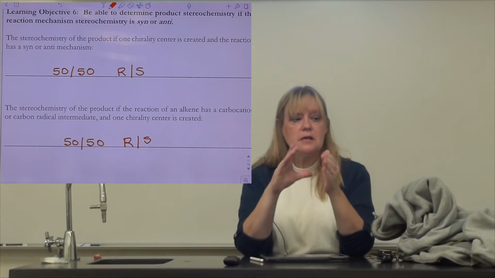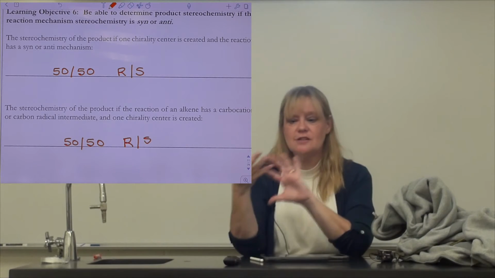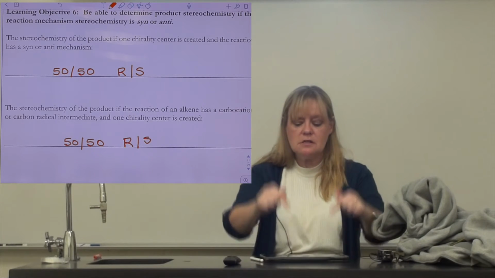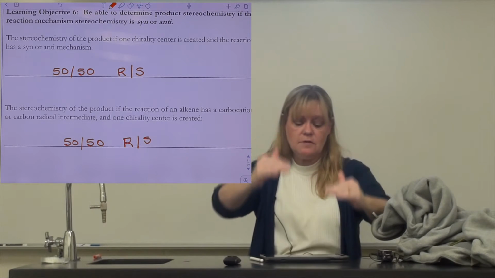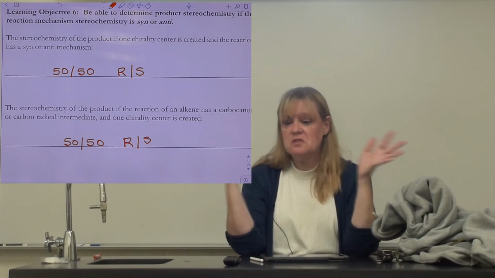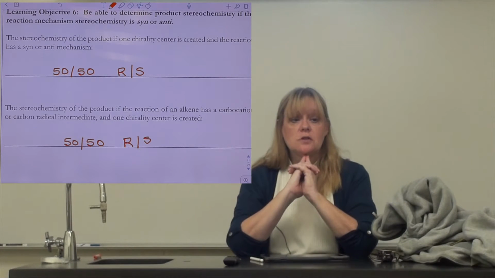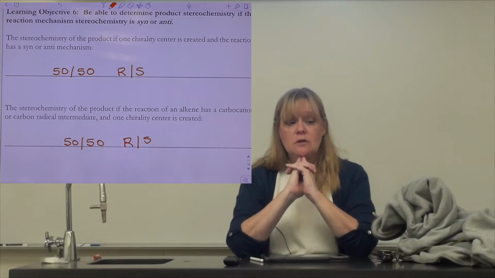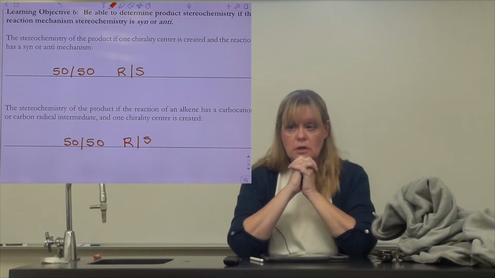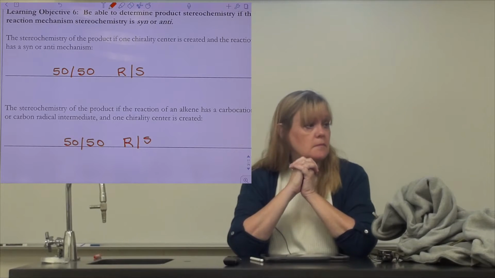So I'm putting side-by-side comparisons with Chapter 6 and Chapter 7 with what your situation is. If you have one chirality center, it doesn't matter if it's syn or anti, 50-50 R and S, or the next question is carbocation or carbon radical, 50-50 R and S. It's also known as a racemic mixture. I haven't used that term for a while, so I just want to refresh your memory, that you might also see it that way.